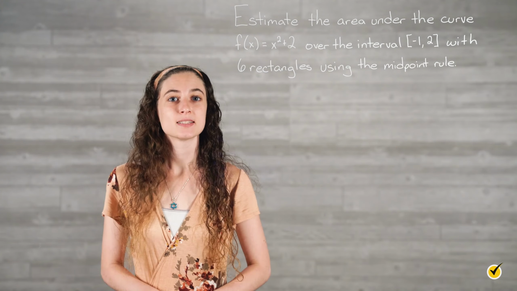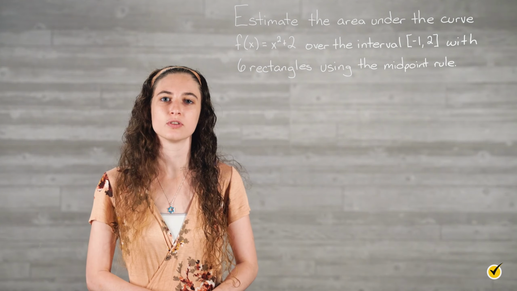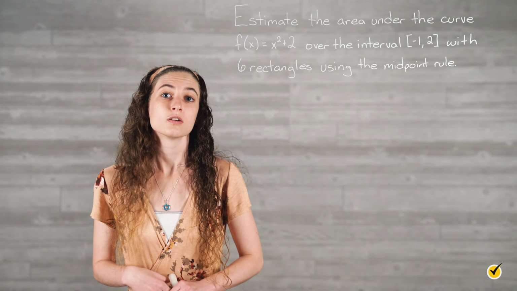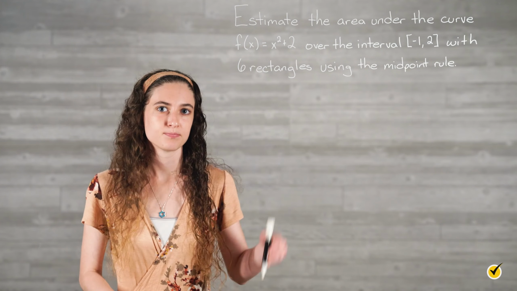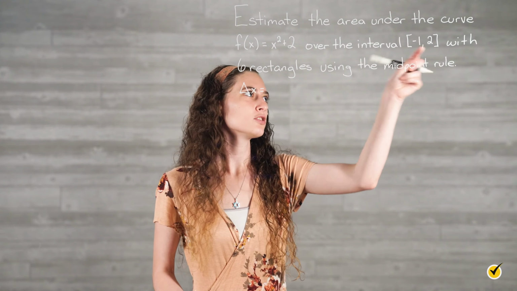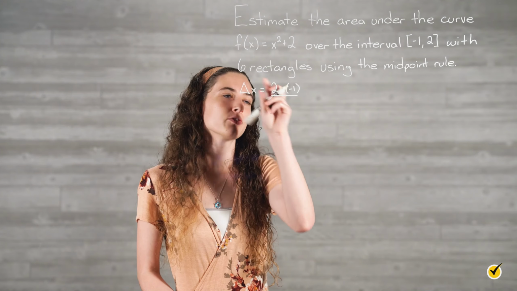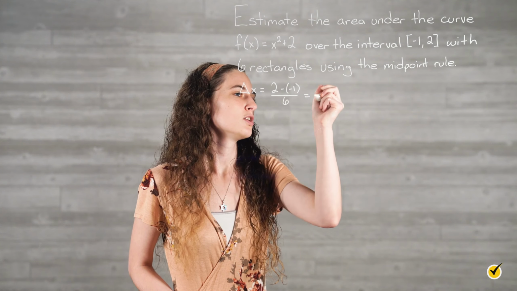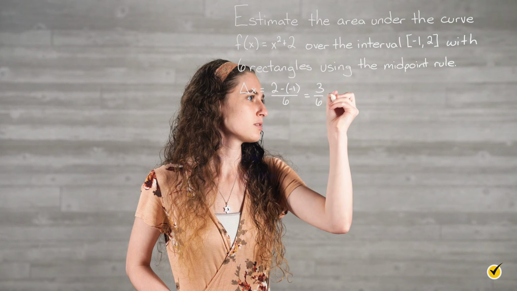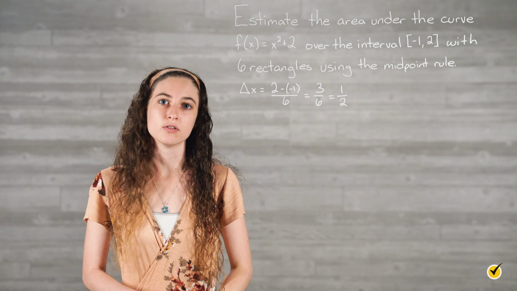Let's practice a couple. Estimate the area under the curve f of x equals x squared plus 2 over the closed interval -1 to 2 with 6 rectangles using the midpoint rule. The first thing we need to do is figure out our change in x. So change in x is equal to our b minus a, so 2 minus -1, over n, which is the number of rectangles we want, so 6. So 2 minus -1 turns into 2 plus 1, which is 3, over 6, which equals 1/2. So the width of each rectangle is 1/2.